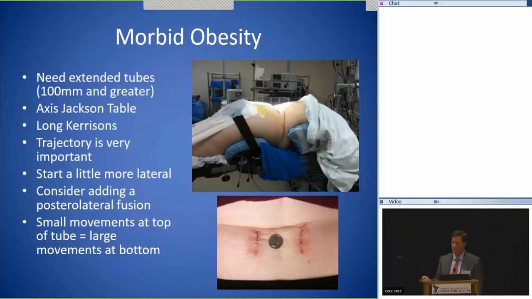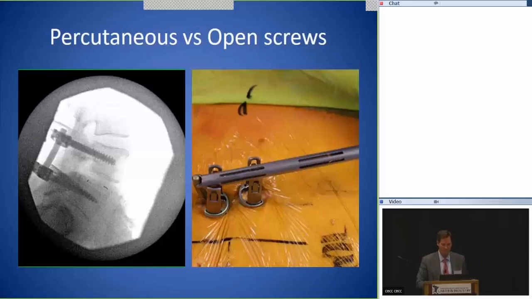But there's a couple things to keep in mind. Number one, surgery is harder. It's more complicated. You got to position a little bit differently. You need special tables so the belly can hang free. The trajectories are really, really important. And you're working at a longer distance away from the spine. So you make a small movement up top, it triangulates to a large movement at the bottom. And so there's some technique modifications that have to be made.